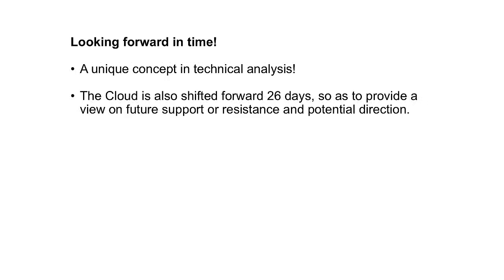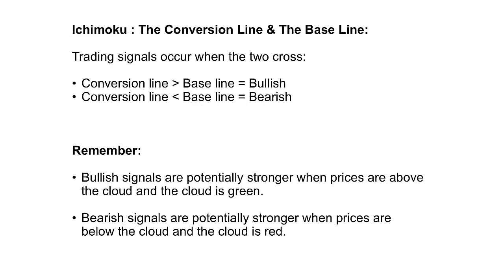So you might have seen in some of my other strategies I adopt the forward offset in various different indicators, but it's the same in Ichimoku, and it's a very unique concept in technical analysis, but it is also very highly effective. Now the cloud here is shifted 26 periods forward, so as to provide a future view on the direction of the market, which is going to give us ideas around support and resistance, and like it says, potential direction.